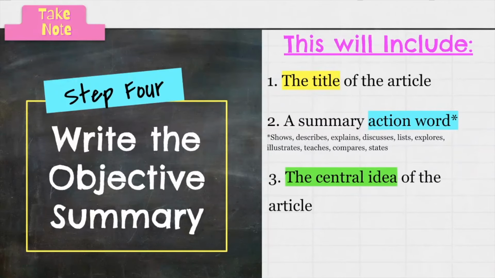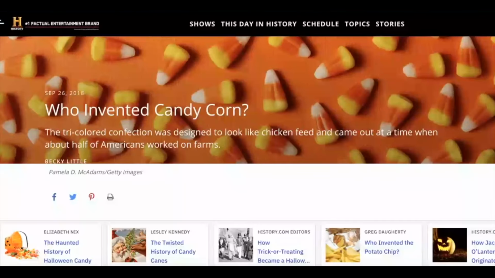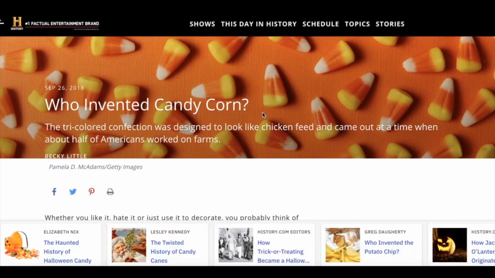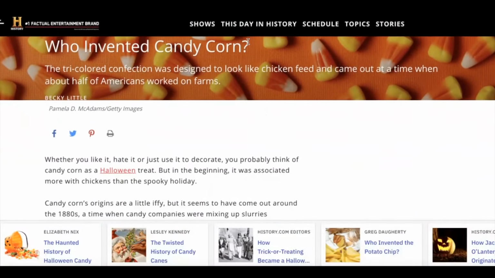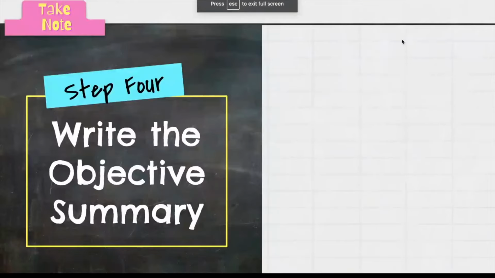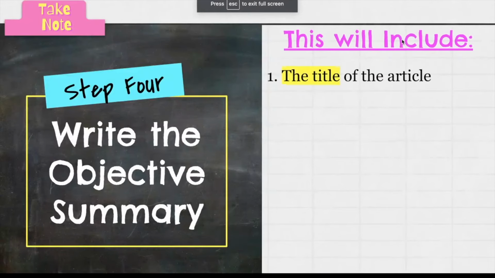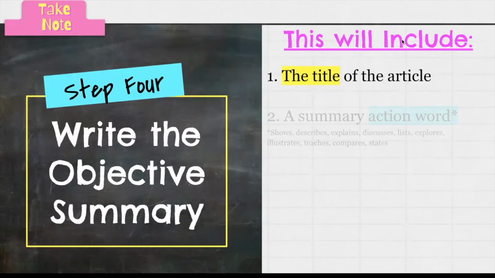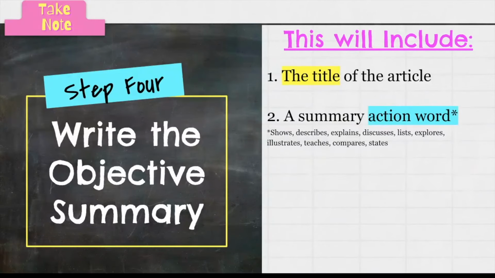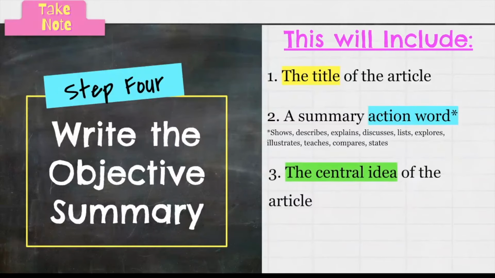Third, the central idea of the article. So for example, if I was reading this article and writing an objective summary about it, "Who Invented Candy Corn," I go back to my list of what I need. I will say the title of the article, which is "Who Invented Candy Corn," describes, so I picked one of these summary action words. So, "Who Invented Candy Corn" describes the history of candy corn.